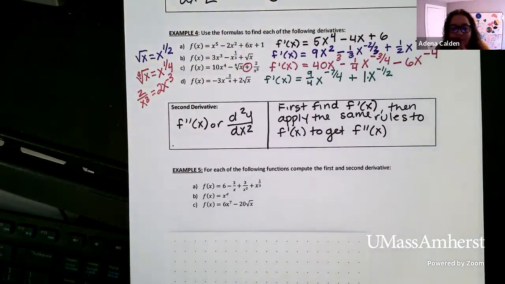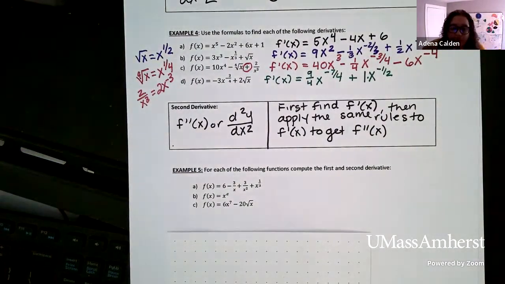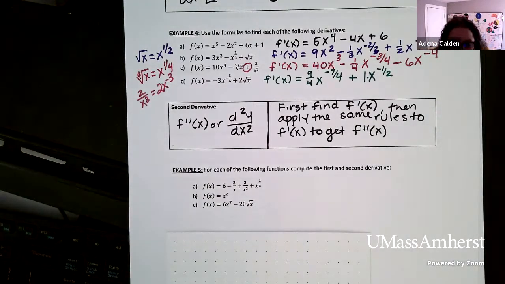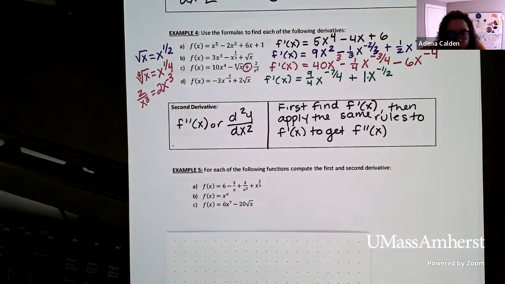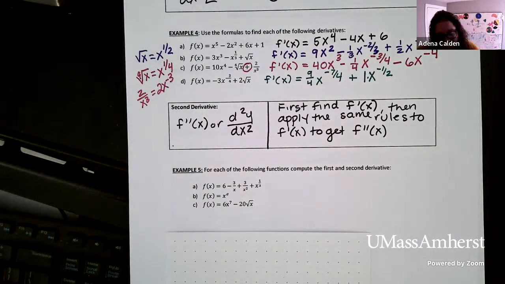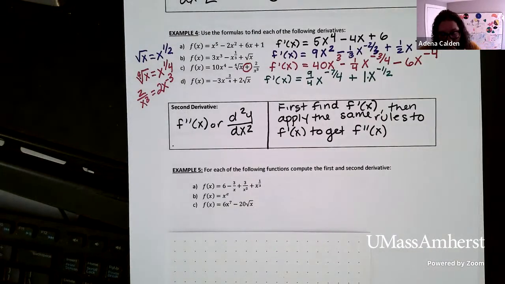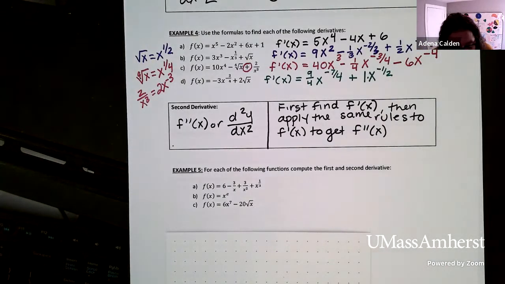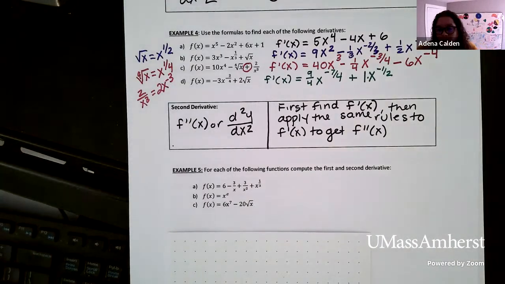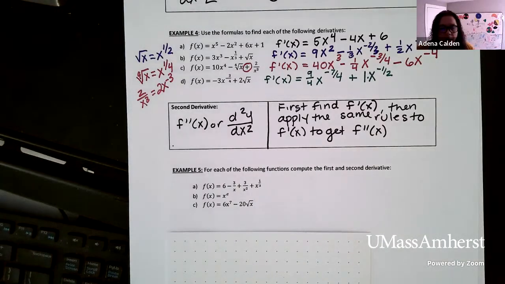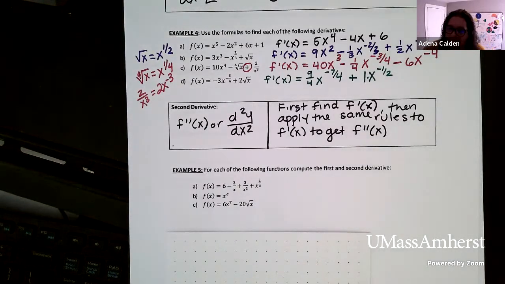So we have 6 minus 3 over x plus 3 over x squared plus x to the 1/3. And then the second one, we have x to the e. So think about what e is. E is just a number. How might we think about writing that? And then the last one, we have 6x to the 7th minus 20 square roots of x. So again, we're still just practicing some of our algebra rewrites. We're practicing first derivatives and recognizing different things.